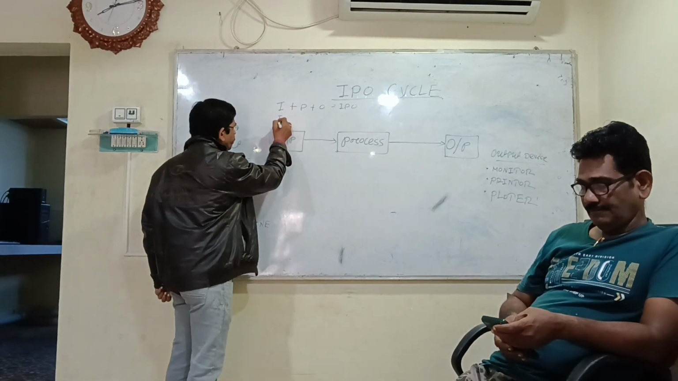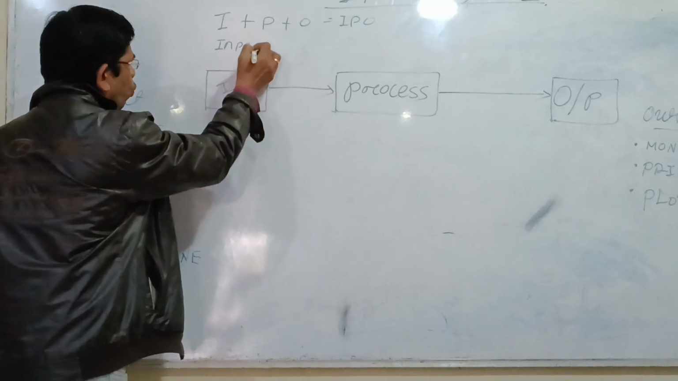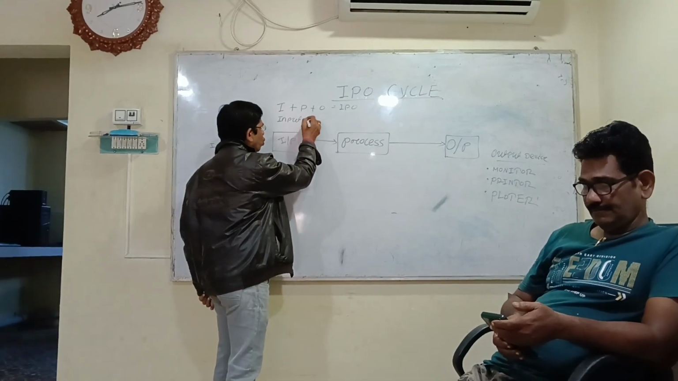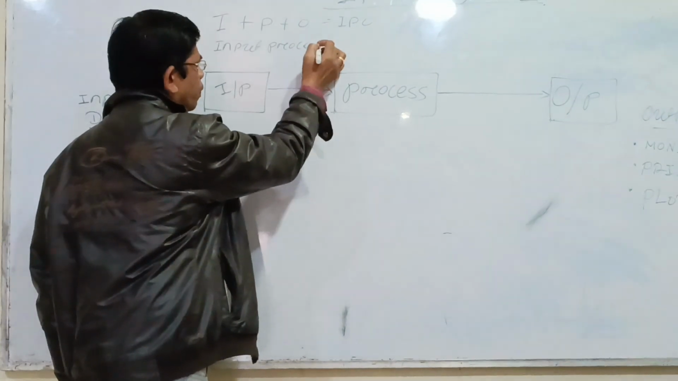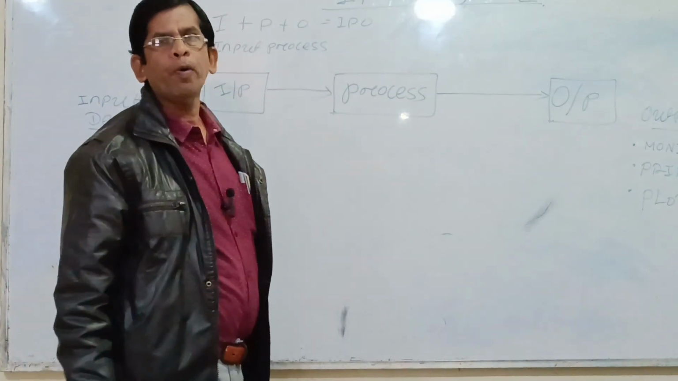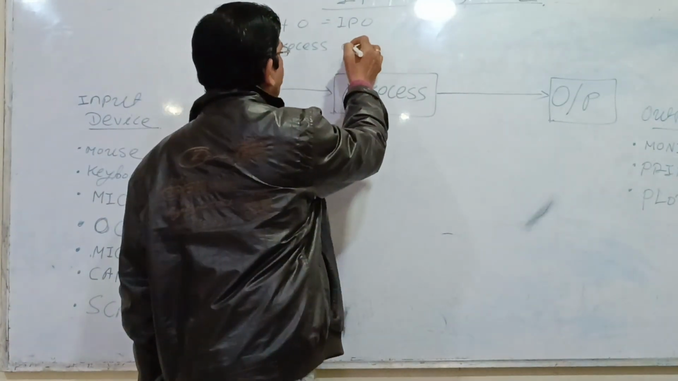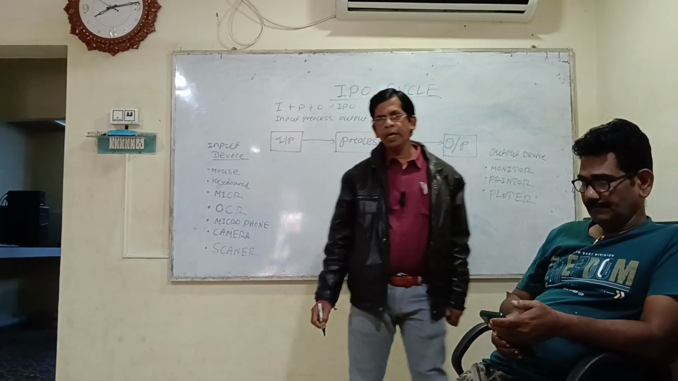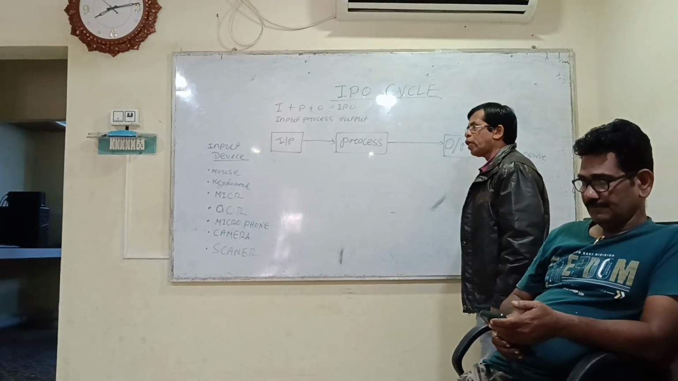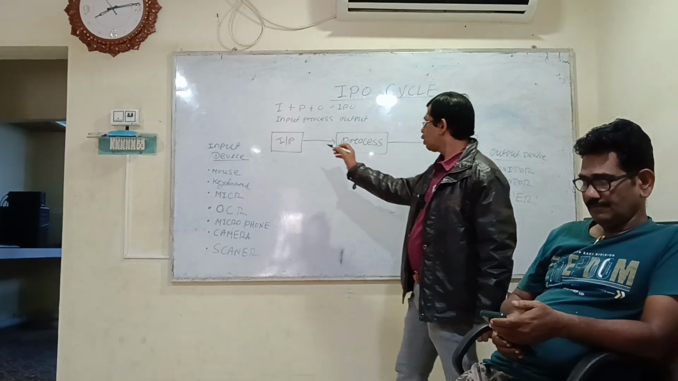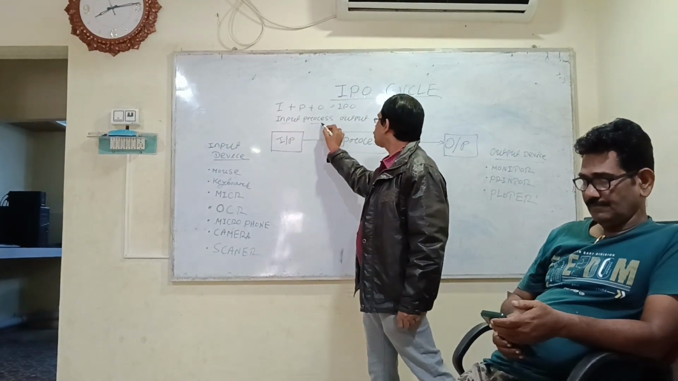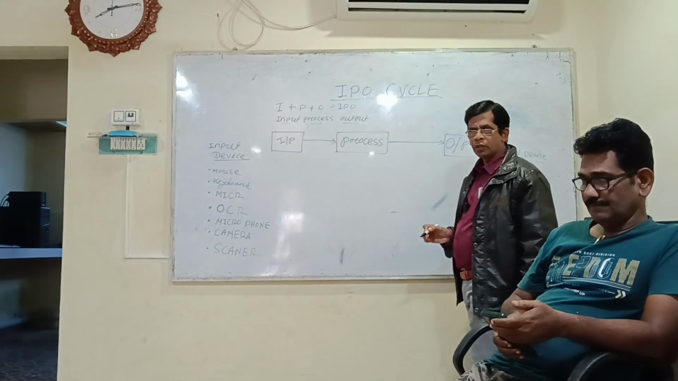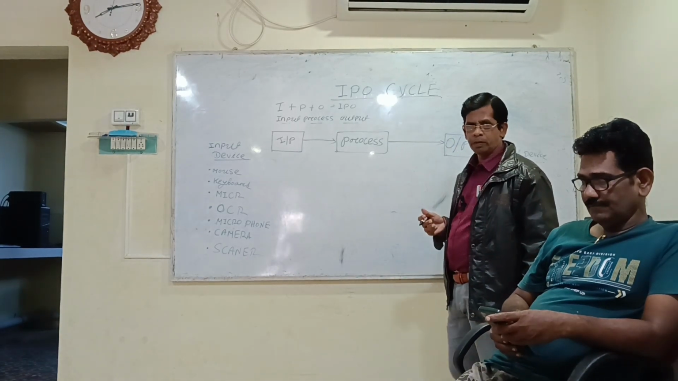I means input, P stands for process, O stands for output. Here is the discussion point: the IPO cycle, input, process and output. Cycle means rotation.